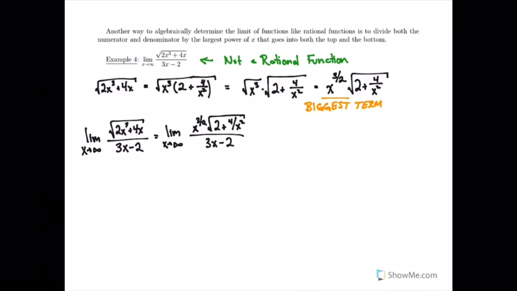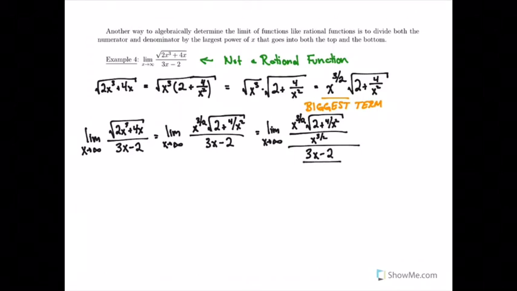And now we're going to do this thing. We're going to divide the top and the bottom by that x to the 3 halves. So rewrite the top here and divide by x to the 3/2. And the bottom, we are also going to divide by x to the 3/2.